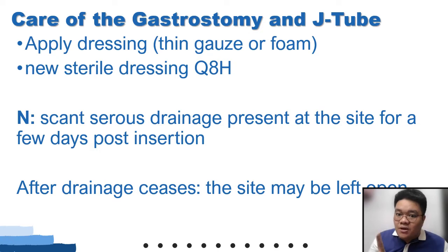Now, if there is purulent discharge, class, the purulent discharge actually signals pus. When I say pus, you're being warned, you need to be cautious because that's already an indication of infection. Okay, indication of infection. Now, after the drainage ceases, the site may be left open. Okay, once class, the drainage stopped, the site may be left open. In other words, there's no more gauze or dressing that needs to be done.